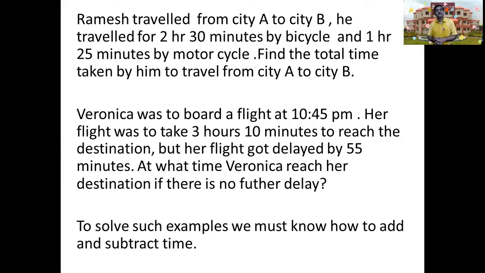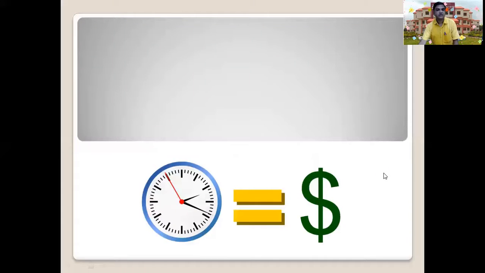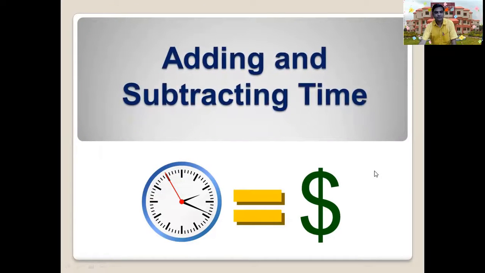Veronica was to board a flight at 10:45 p.m. Her flight takes 3 hours and 10 minutes to reach the destination, but her flight got delayed by 55 minutes. At what time does Veronica reach her destination if there is no further delay? In this case also, we have to add 55 minutes to the initial boarding time, that is 10:45 p.m., and then by adding the time taken for the flight, we can get the time of reaching the destination. So for solving such types of problems, we should know adding and subtracting time.